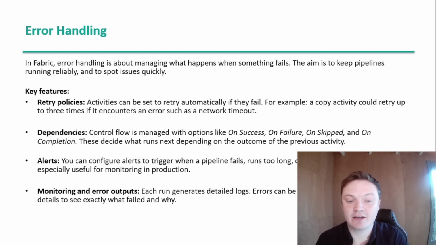Dependencies. Control flow is managed with options such as on success, on failure, on skipped, and on completion. These decide what runs next depending on the outcome of the previous activity. Alerts. You can configure alerts to trigger when a pipeline fails, runs too long, or meets certain conditions. This is especially useful for monitoring in production. Monitoring and error outputs. Each run generates detailed logs. Errors can be reviewed in the activity run details to see exactly what failed and why.